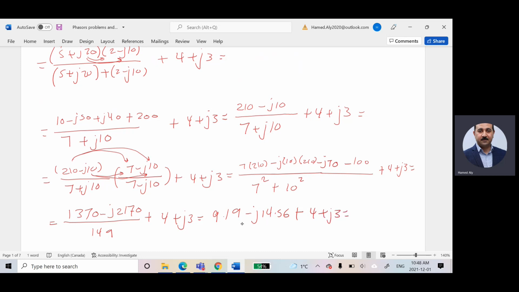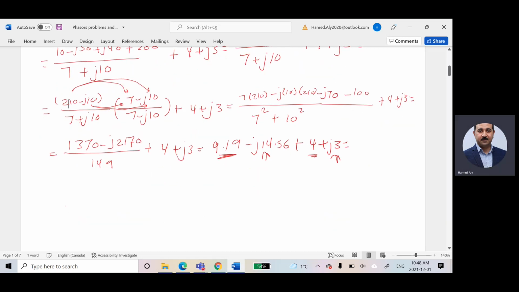Then I will add this to this and this to this. So you will have here 13.19 minus j11.56 ohms. Any question for that?